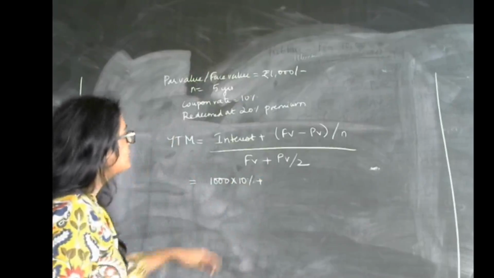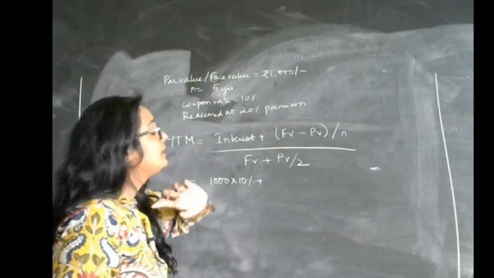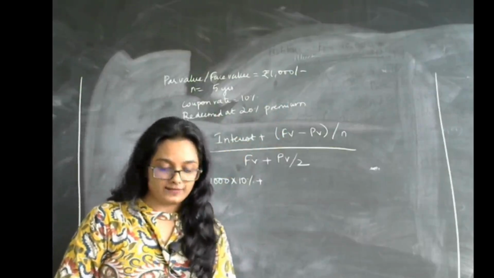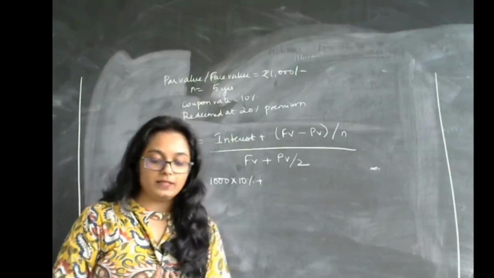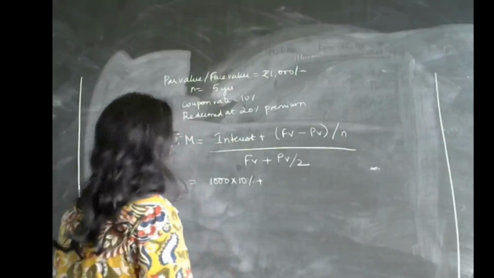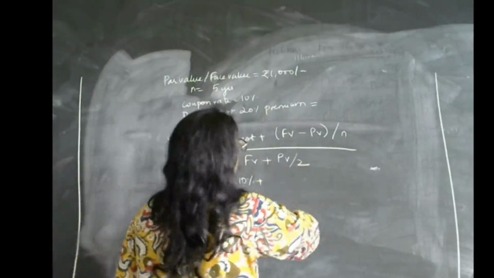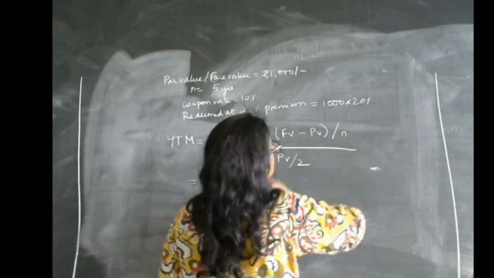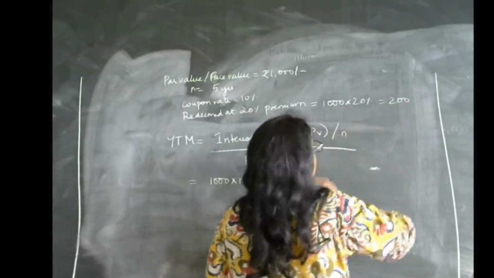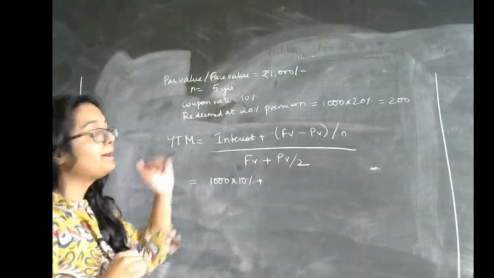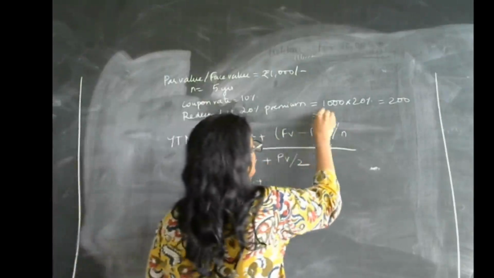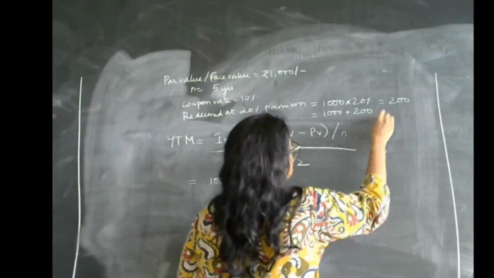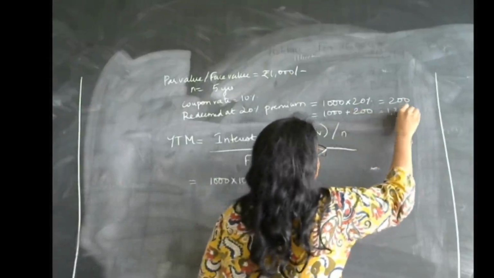Now the future value, they have said that it is redeemed at 20% premium. 20% premium on what? 20% premium on the face value, isn't it? So what is going to be the redemption value? It is going to be 1000 into 20%, which is nothing but 200, right? That is going to be your premium. So the total redemption amount is going to be 1000, which is the normal amount, plus the premium, which is going to be 200. So the total amount is going to be 1200.